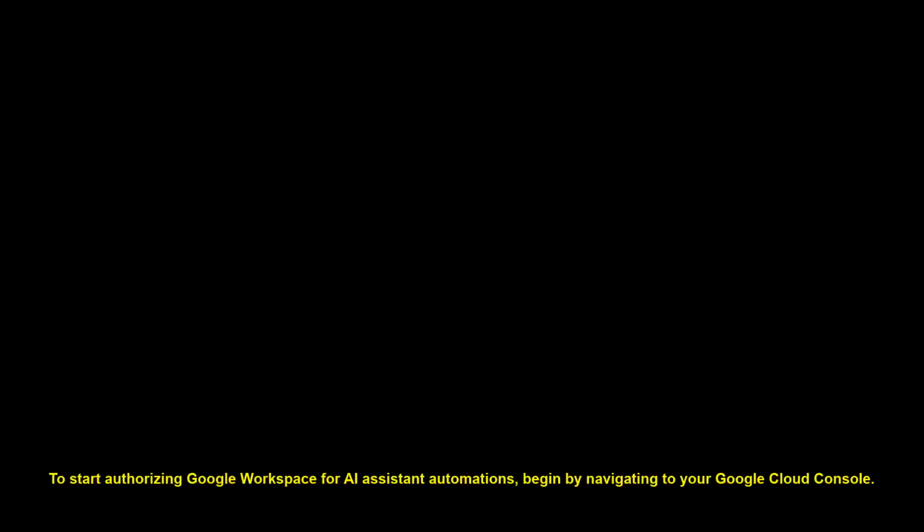clearly. To start authorizing Google Workspace for AI Assistant automations, begin by navigating to your Google Cloud Console. Log in with your Google account associated with your Google Workspace. Once logged in, create a new project by selecting the Select a Project drop-down at the top of the page. Click on New Project and enter a name for your project. After naming your project, click Create.